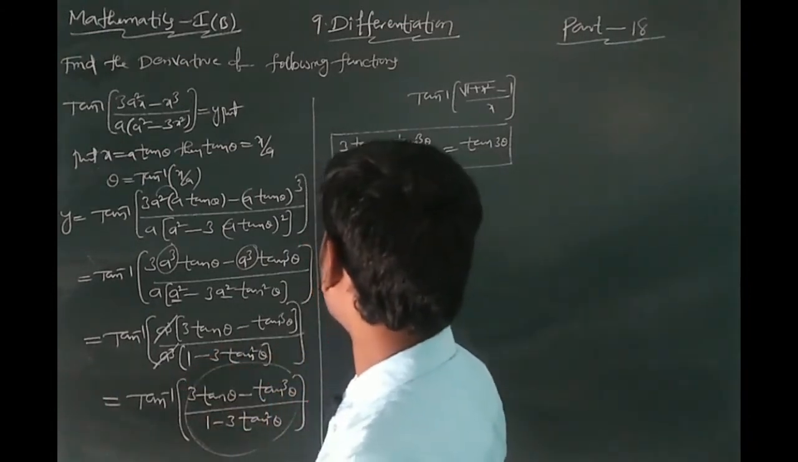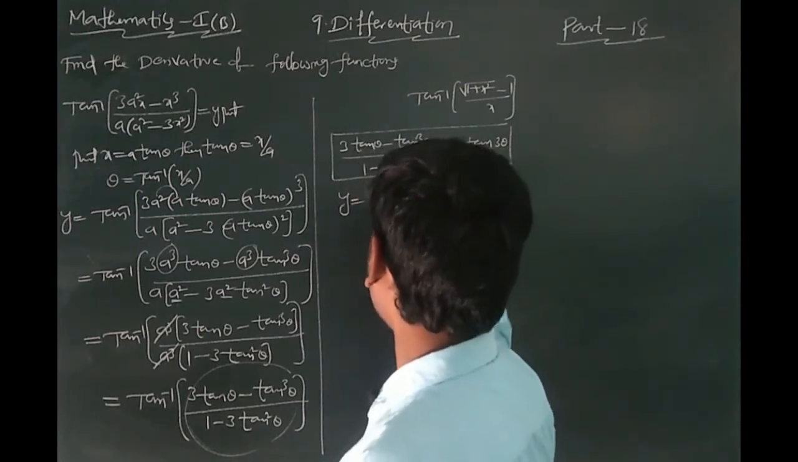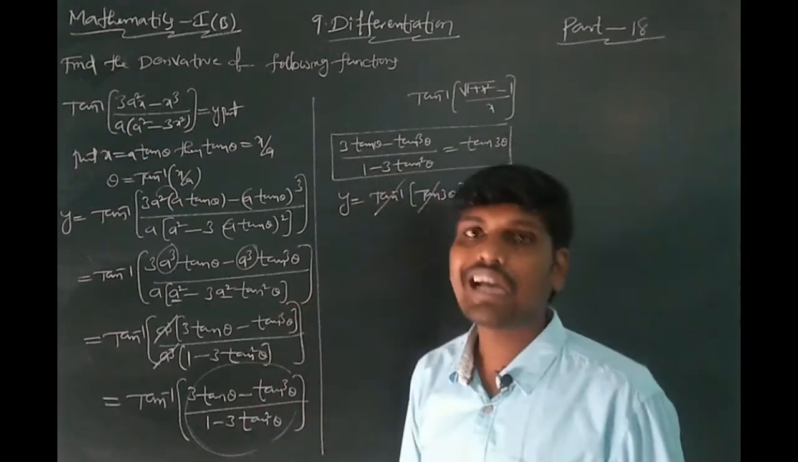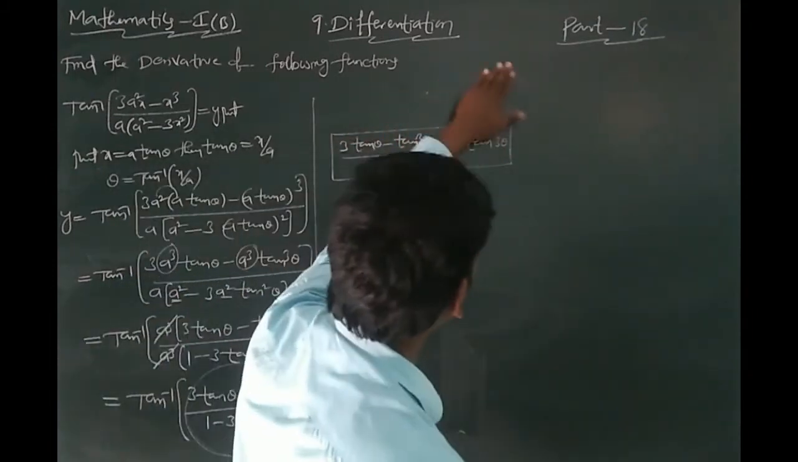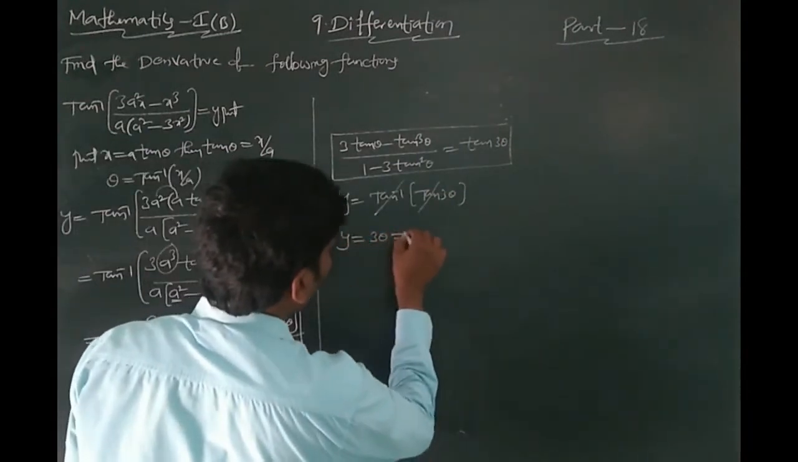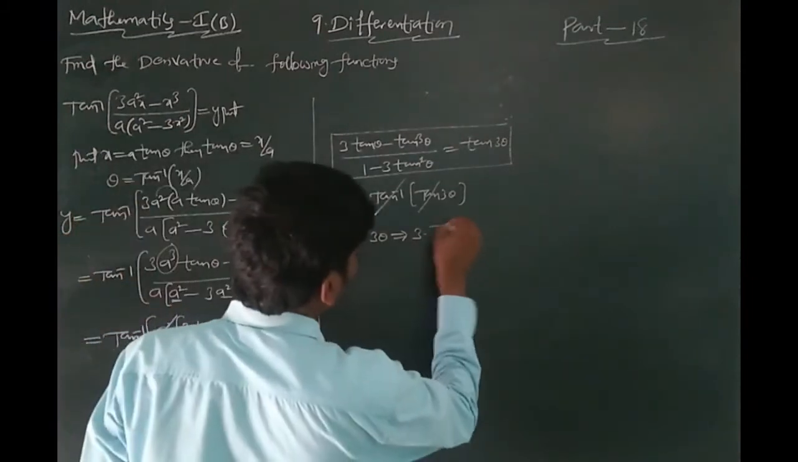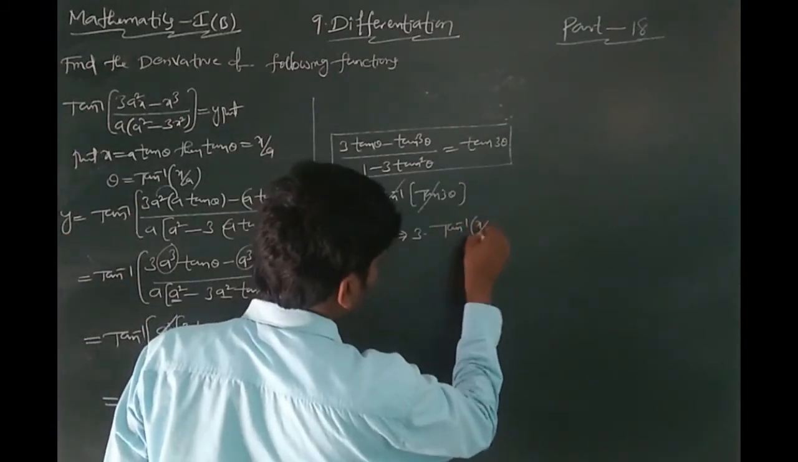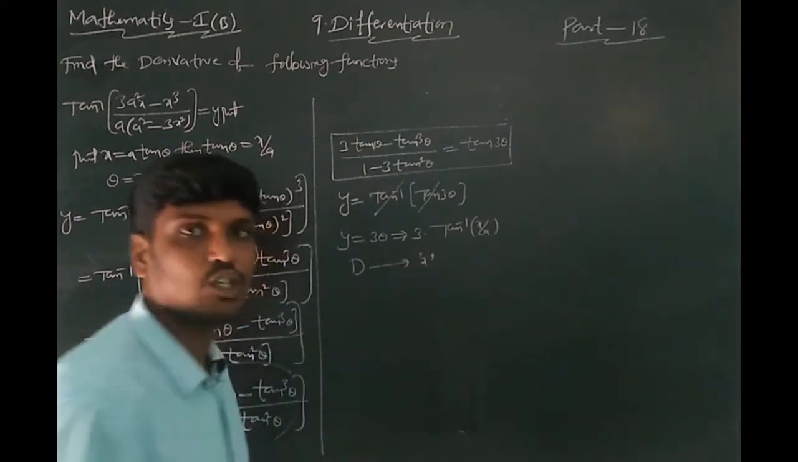Y is equal to tan inverse of tan 3 theta. Here tan inverse gets cancelled. Remaining what here, students? Remaining y is equal to 3 theta. What is the value of theta? Theta value is tan inverse of x by a. Take derivative on both sides with respect to x.